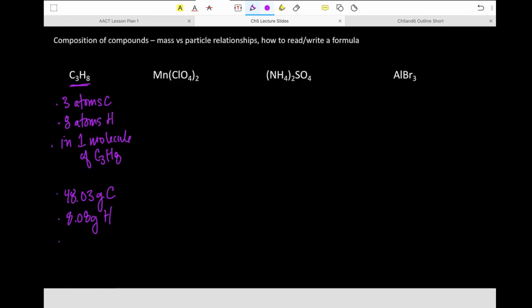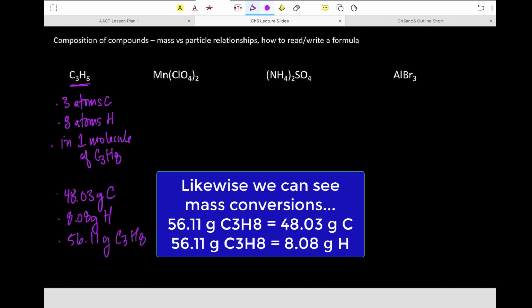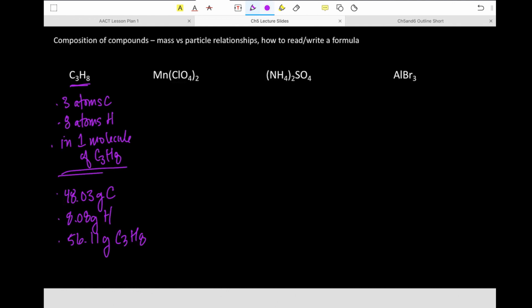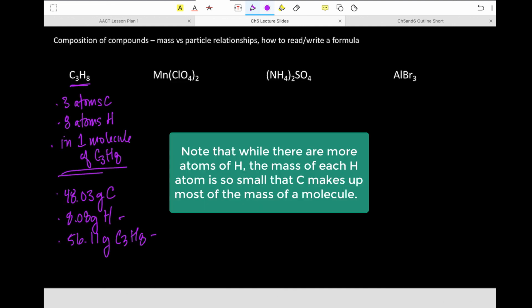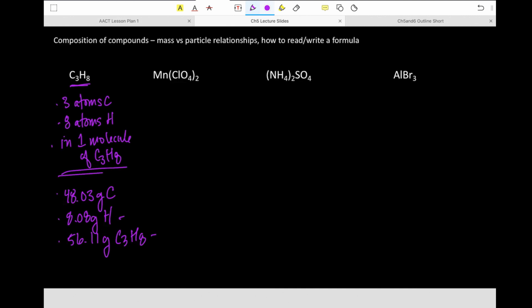For every, so let's add that up. So then what that says is that there are 48.03 grams of carbon for every 8.08 grams of hydrogen, both of which correspond to 56.11 grams of C3H8. Yes, does that make sense? Just putting together how we can look at things from the particle relationship versus mass relationship, yes? Every sample of propane abides by these respective ratios for mass and particles. Yes, does that make sense?